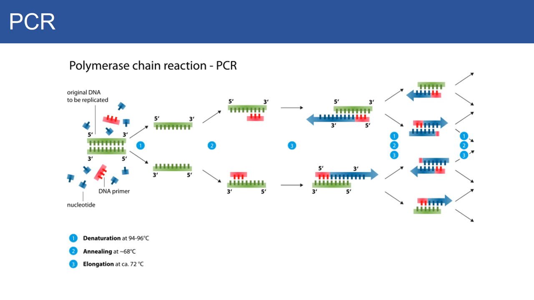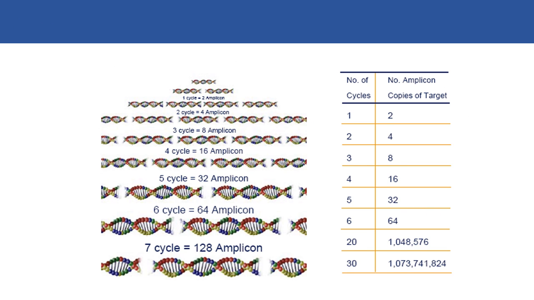Again, the three steps are denaturation, where we heat up the sample and the two strands dehybridize; annealing, where we anneal the primers to the two template strands; and then elongation, where the polymerases come in and make copies. And then again, we do this 25 or 30 times, and voila, we end up with large numbers of the DNA. If we do it 30 times, we end up with billions of copies of the same strand of DNA.